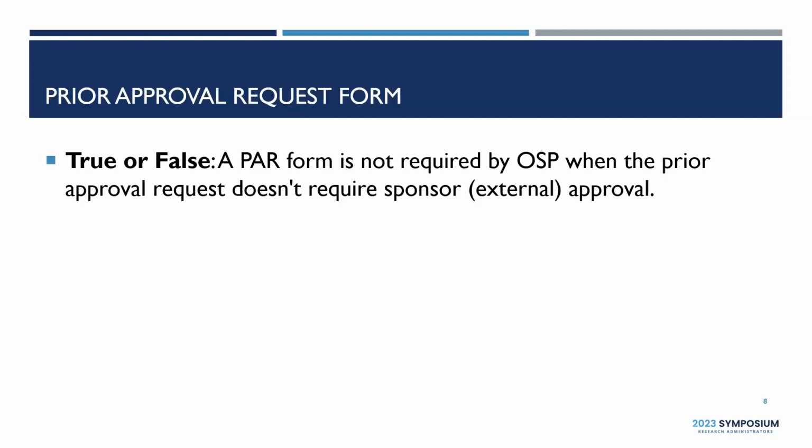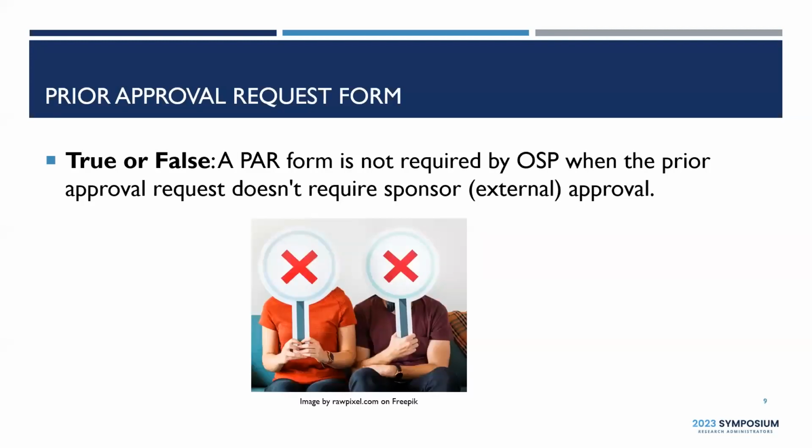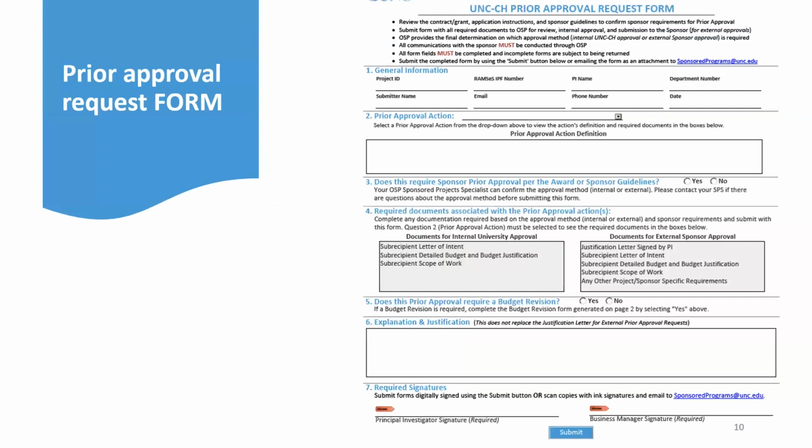So we're just going to do a quick true false so you can show true and false. A PAR form is not required when the prior approval request doesn't require sponsor approval. True or false? Awesome. You got it. So even if the sponsor doesn't need to be contacted, we still need that PAR form. How did the online folks do? So online we have 89% false and 11% true. Awesome. All right. They're delayed, but correct.